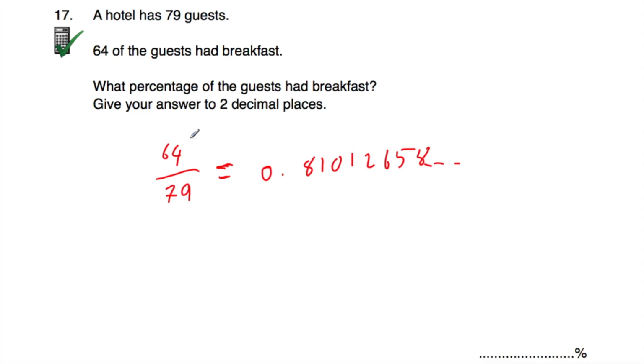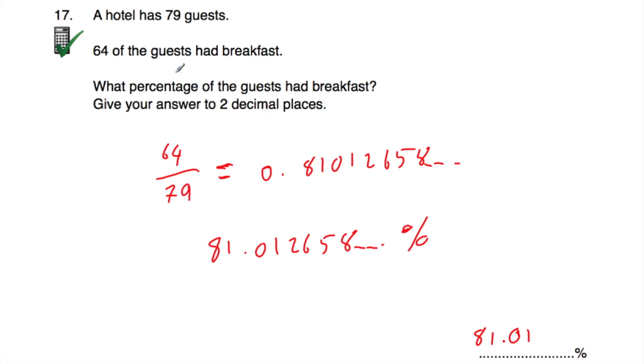So we now know that 64 79ths as a decimal would be 0.81012658 and so on. Now we want to change that to a percentage, so let's times that by 100, so that'll be 81.012658 and so on %. And the question said to give our answer to 2 decimal places, so that means it would be 81 point 0, and then 1, we're not going to round up, so it'll just be 1. So that means that 81.01% of the guests had breakfast to 2 decimal places, and that's it.